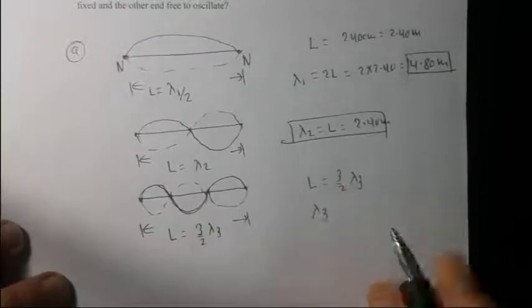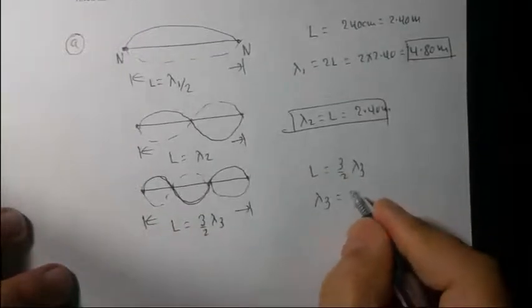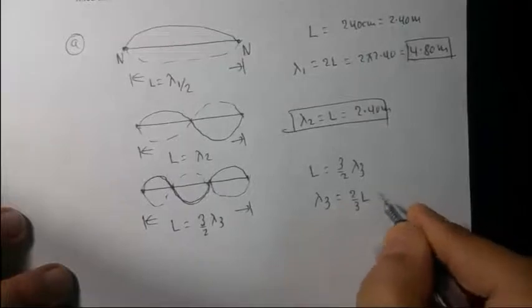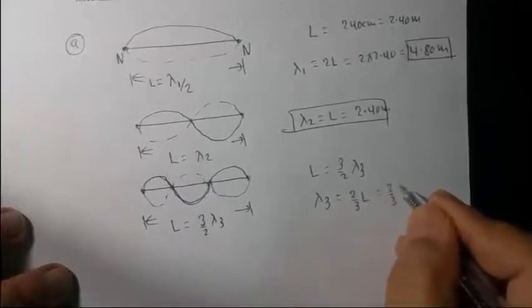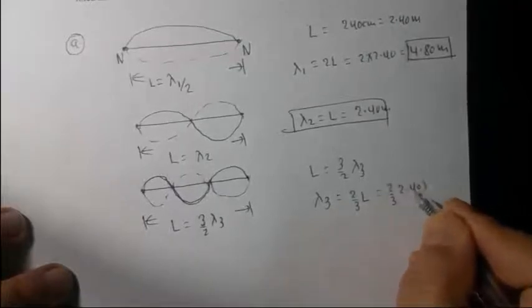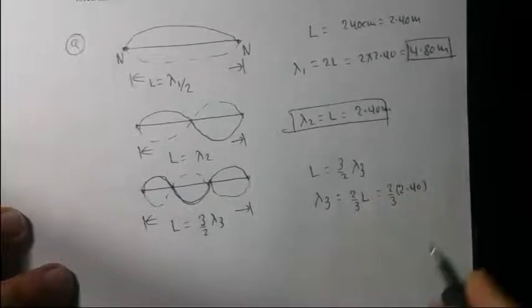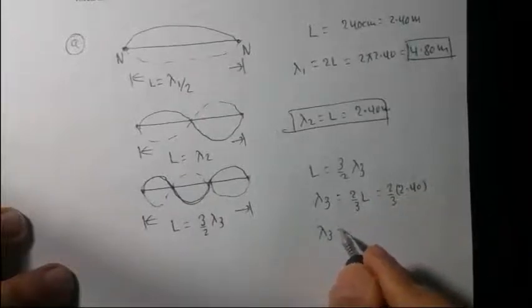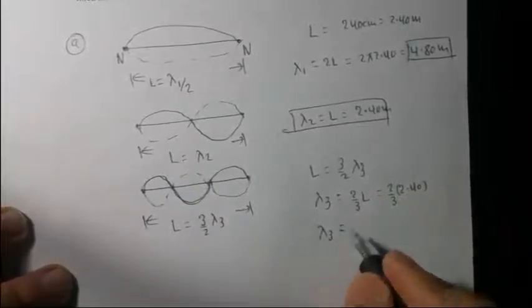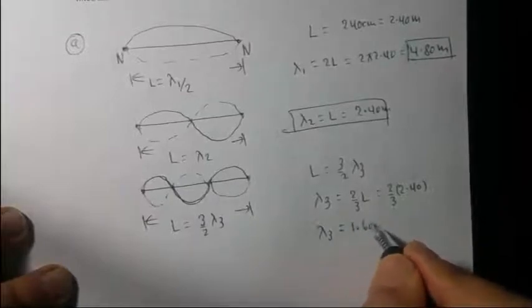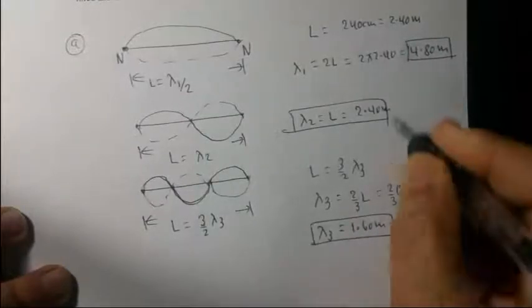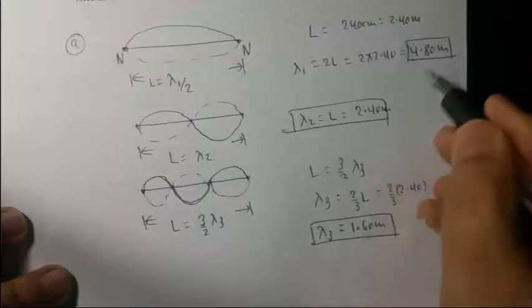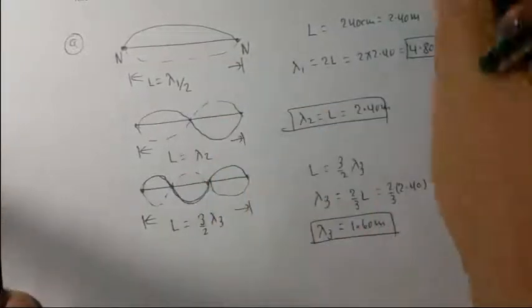So lambda 3 is 2/3 L, right? So 2/3 of 2.4 is 1.6 meters. So these are the three longest wavelengths: 1.6, 2.4, and 4.8 meters, possible harmonics.